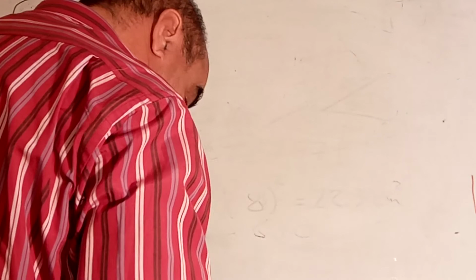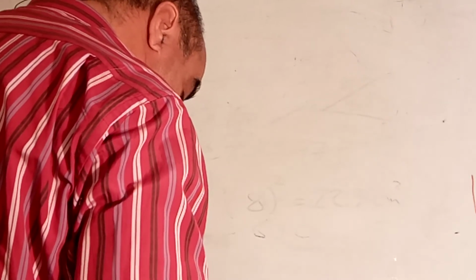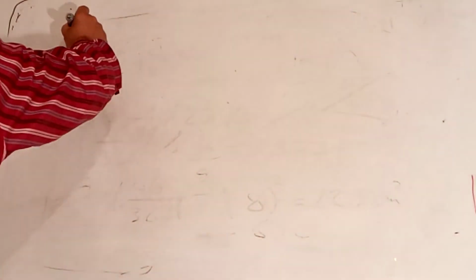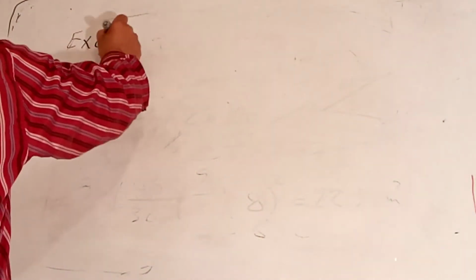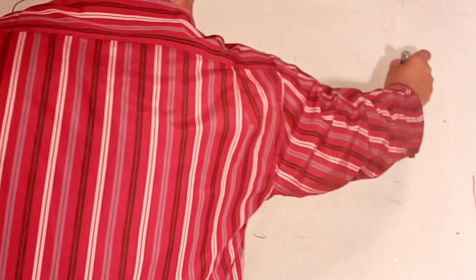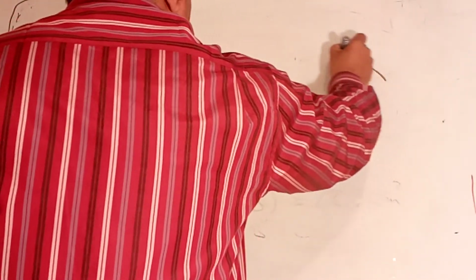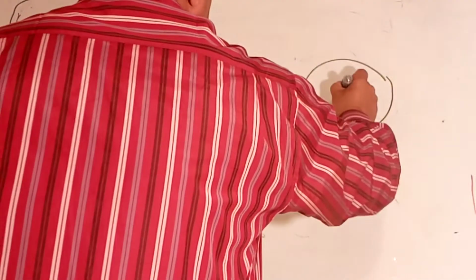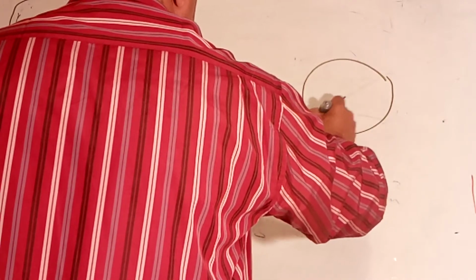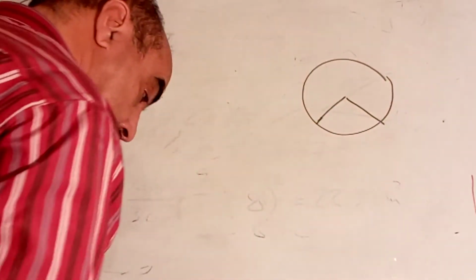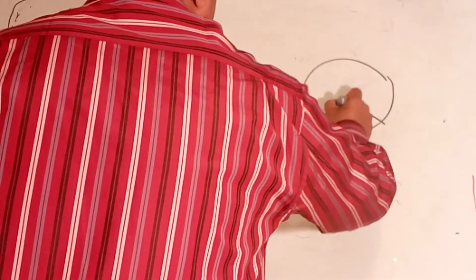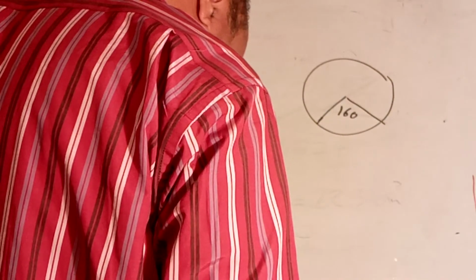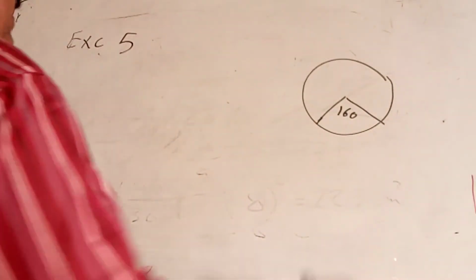Let me choose something else, okay? Something a little bit different. Let me choose number 5. Exercise 5. We got the circle here. Okay, and this is 160. And he wants to find the arc of A.